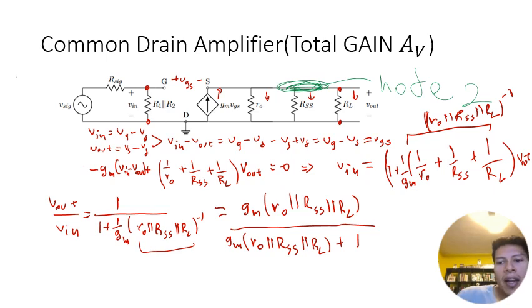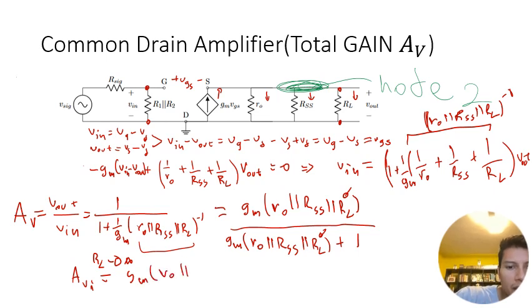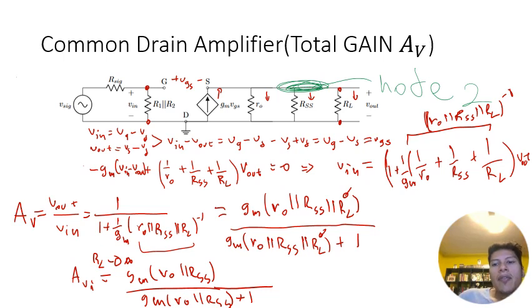And remember, this would be AD. If I want to know AVI, I just have to set RL to approach infinity, and that's just going to give me that AVI equals gm (ro in parallel to Rss) divided by gm (ro in parallel to Rss) plus 1. Okay, so now we found the gain. In the next slide, I show it more cleanly. So let's go to the next slide.